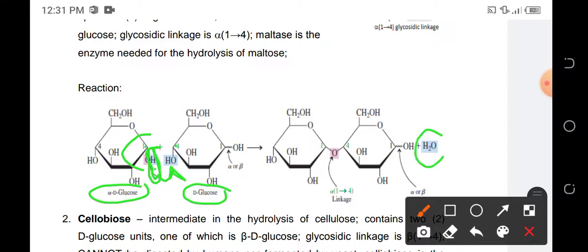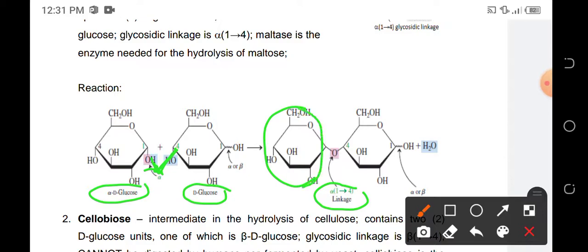So, they are going to form water. And then, syempre, kapag wala na yung hydrogen dito sa may hydroxyl group, magkakaroon ng free bond for oxygen. So, that free bond will be connected to the fourth carbon atom. Okay, dahil dyan, it is known as the alpha 1 to 4 because this is an alpha unit.